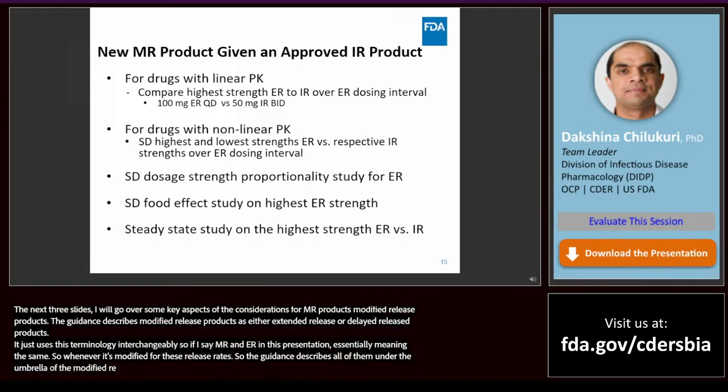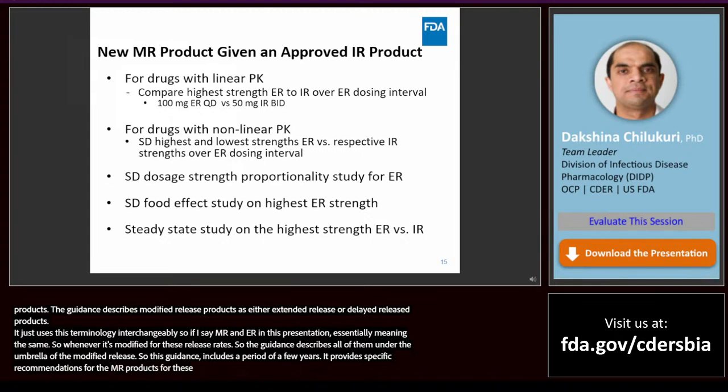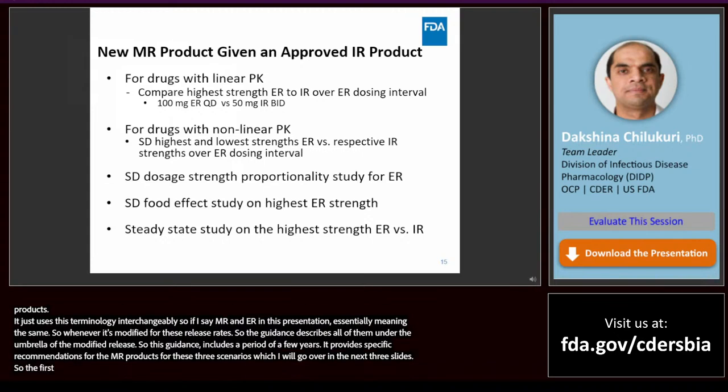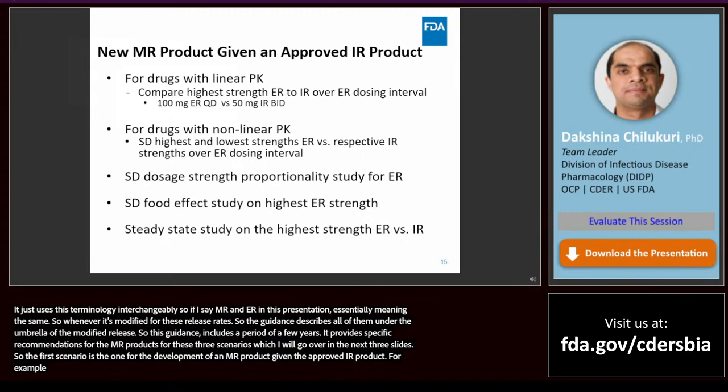So this guidance, when it was revised over a period of few years, provided specific recommendations for the MR products for these three scenarios, which I will go over in the next 3 slides. So the first scenario is the one for the development of an MR product given an approved IR product. For example, when a 100 milligrams ER once a day formulation is being developed for an existing formulation of a 50 milligrams IR to be given twice a day.